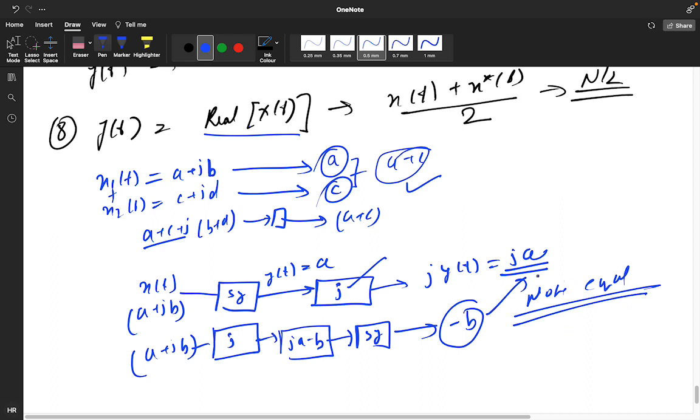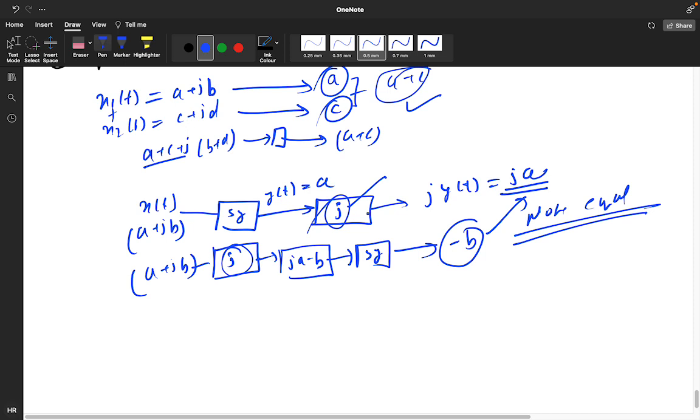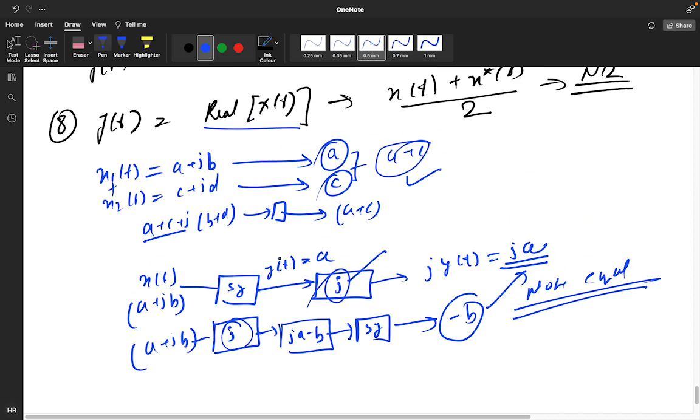So the system is not following the law of homogeneity. So it's up to you what the things you are scaling. It's totally up to you. In any single case, if it is not satisfying, then the system will be nonlinear. So you have to find that single case. If you take k here, then it will satisfy. But if you take the imaginary part here, it is not satisfying. This was a tricky question.